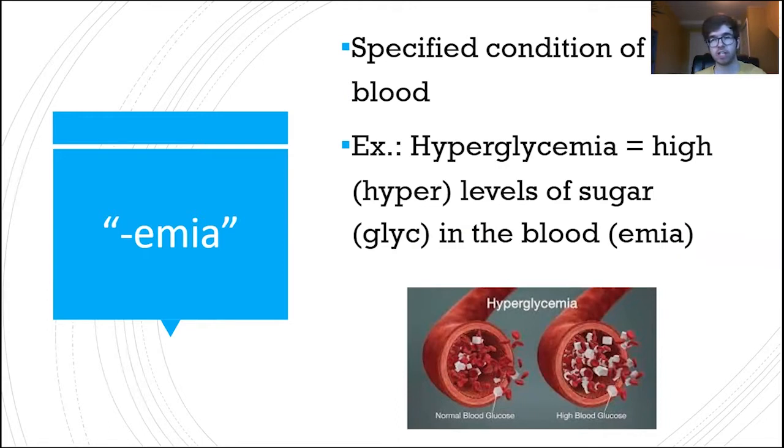And this is a condition that's very common, for example, in people with diabetes, in which their diabetes is untreated. And of course, that will result in sugar building up in their blood supply as their cells cannot properly absorb that sugar.